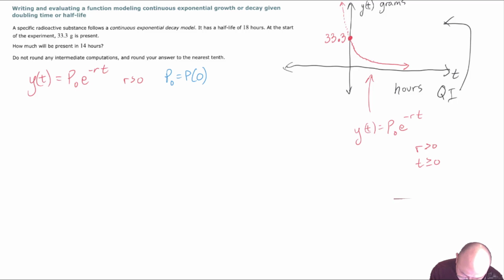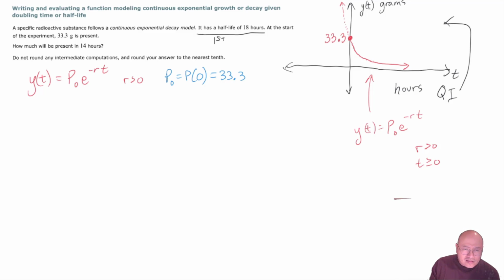P of 0 is 33.3. You're also given that the half-life is 18 hours. We're going to use that first. That piece of information came first in the story problem, and we're going to go ahead and use this information first. How do we interpret this half-life of 18 hours in our y of t model?